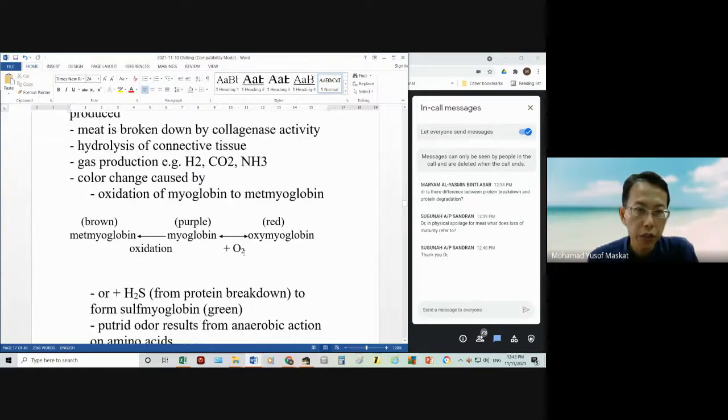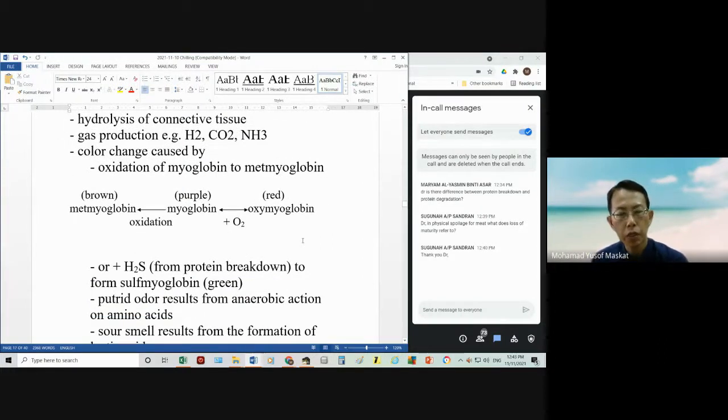Then there is color change, like we have discussed previously, caused by oxidation of myoglobin to metmyoglobin. Myoglobin is a pigment inside the meat, and it is purplish in color. But when it is exposed to oxygen, it will bind with oxygen to produce oxymyoglobin. That will produce the red color that we see in fresh meats. But this is not a chemical reaction; it is a binding reaction, and it can happen both ways.